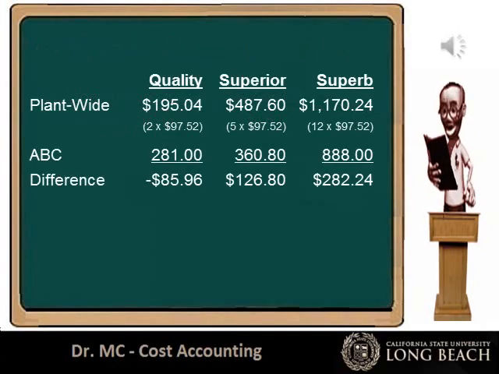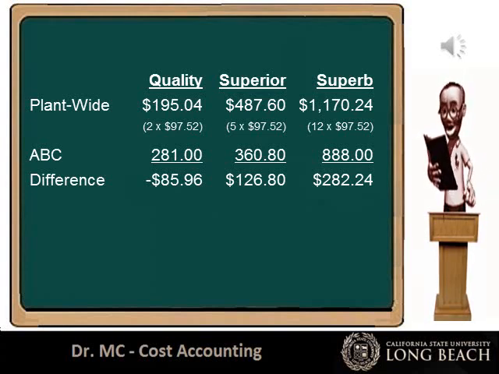The conversion costs applied to one quality unit using a single plant-wide rate of $97.52 per direct labor hour is $195.04. This is $85.96 lower than the conversion costs applied using activity-based costing. This suggests that the firm thinks that the quality items cost less than they actually cost, which may explain why the firm sells so many of them.